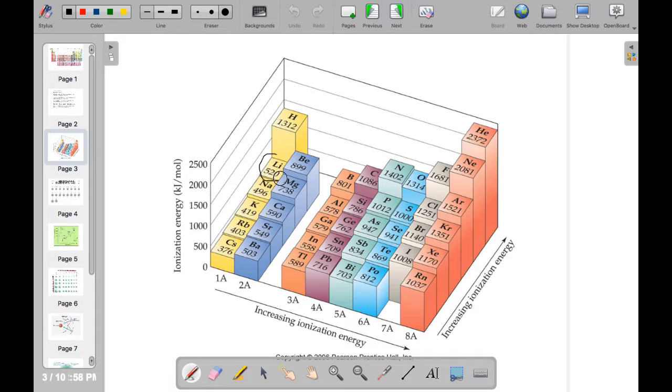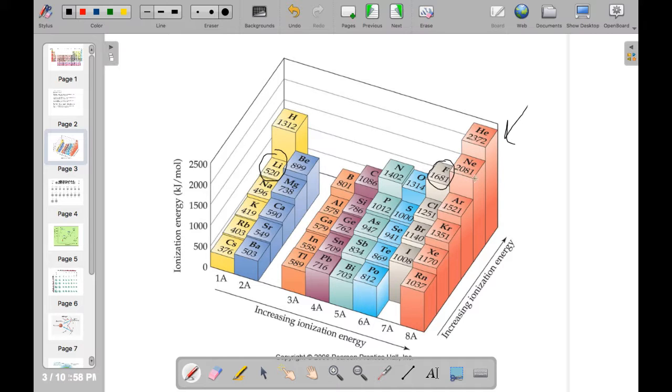Here we have lithium. It takes 520 kilojoules. Kilojoules is an SI unit of energy. Fluorine takes 1,681. So it takes a lot. And then, of course, these noble gases. Look how much energy it takes to get an electron away from the noble gases.